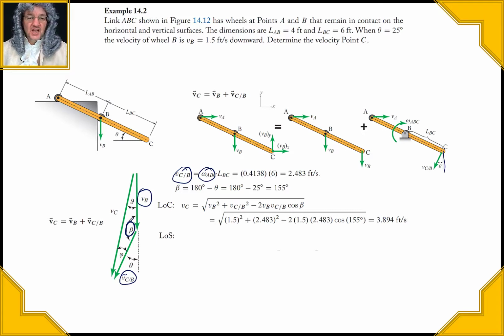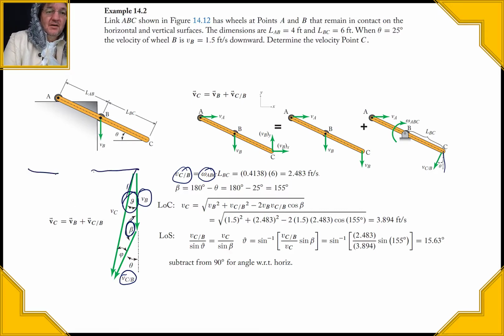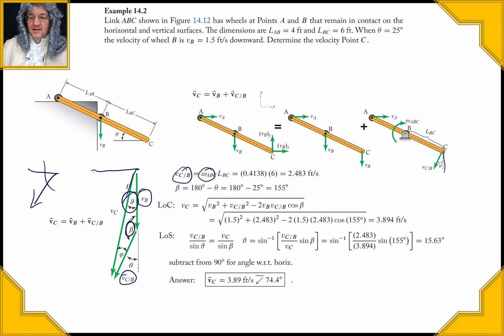And then from the law of sines, we could find these angles, and here's the unknown angle that we're going to look for. We find that it's going to be 15.63 degrees, but we need to subtract that from the horizontal, because if you recall, we want to have it be a quadrant that comes from the horizontal when we report it. And we find that 90 minus that 15.63 is 74.4. And therefore, we have it by all three methods.